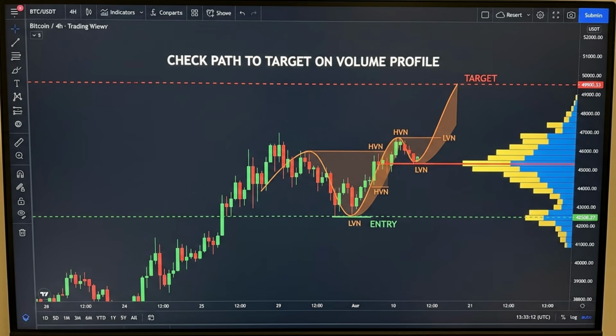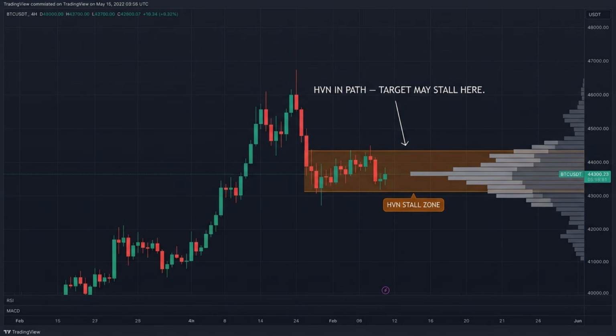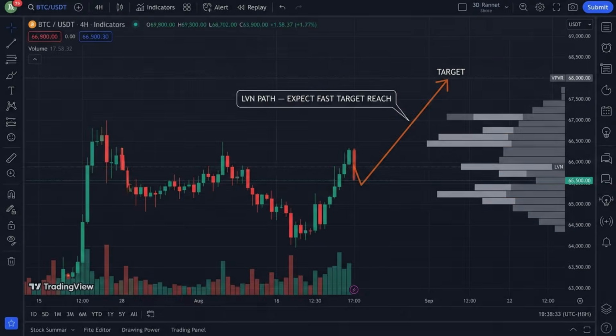Mark the nearest obvious target above. Check the path to that target on the volume profile if you have it. If the path goes through a major high volume node, your target may stall there. If the path goes through low volume nodes, expect price to reach your target quickly.